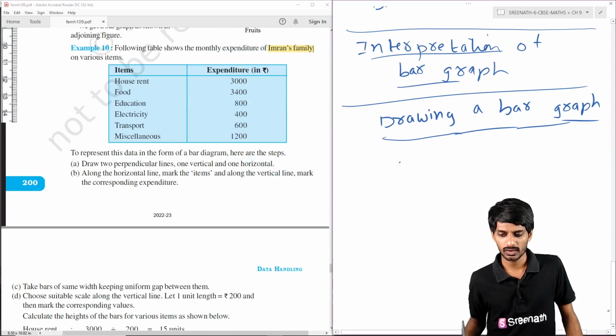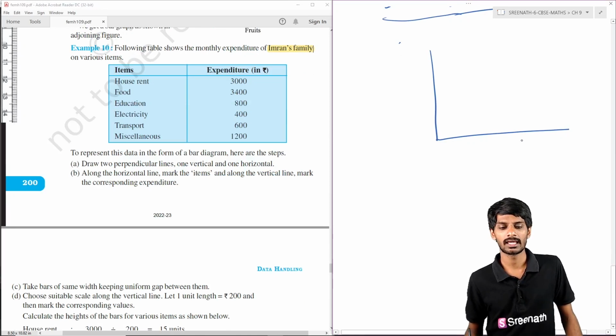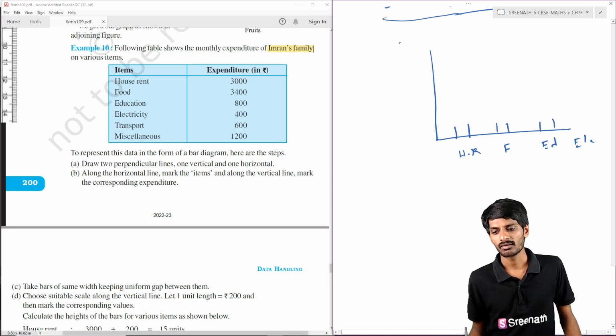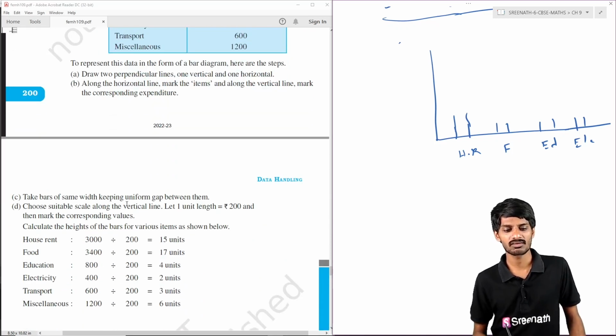First thing, students, you have to draw a vertical line and a horizontal line. Along the horizontal line you have to mark the items, that is house rent, food, education, electricity, like that. For each item you have to draw a bar. The bars must have equal width and equal spacing. The length of each bar depends upon how much expenditure it represents. Also take bars of the same width.